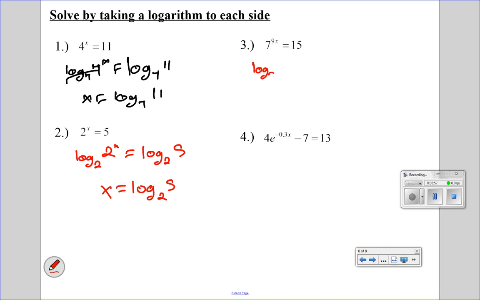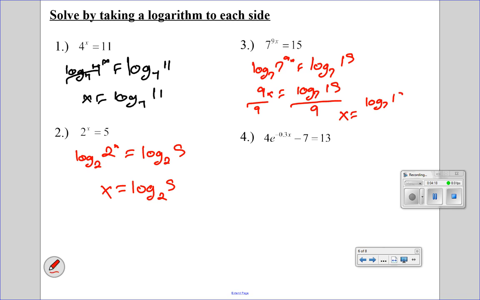So this one we're going to take log base 7 of 7 to the 9x equals log base 7 of 15. I'm going to take it on both sides. We get 9x equals log base 7 of 15. We're going to divide both sides by 9. So we know that x equals log base 7 of 15 divided by 9.